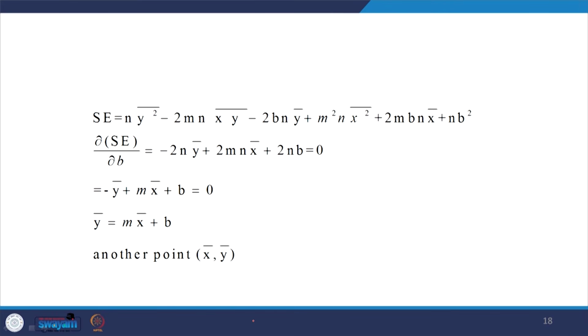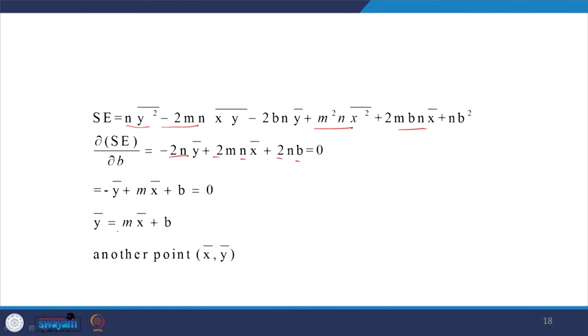So now we partially differentiate with respect to b. Here there is no b term, 0; here also there is no b term, 0; here there is a b term. So minus 2 n y bar, there is no b term, here 2 m n x bar, and here 2 n b, so equated to 0. Here also this 2 n is a constant. So divide both sides, the remaining is minus y bar plus m x bar plus b equal to 0.